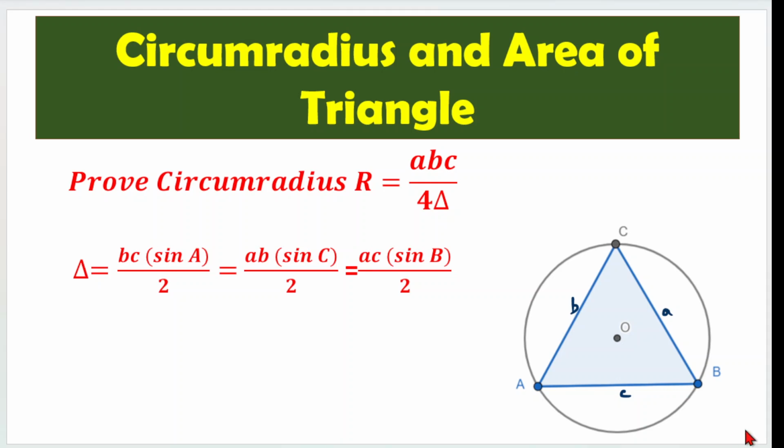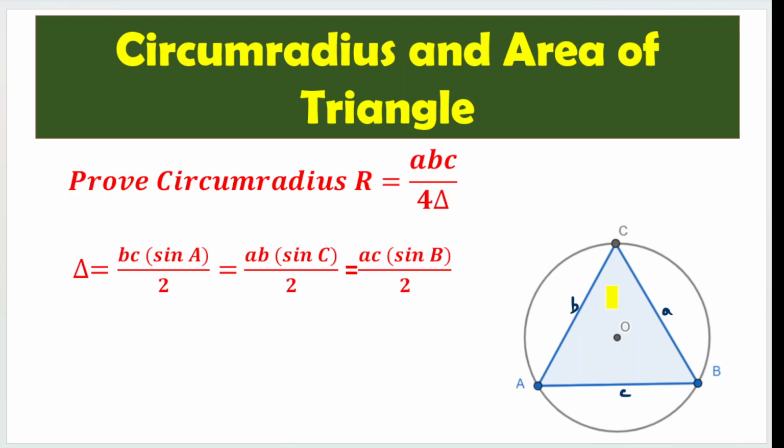Hi friends, let us prove two important results. That is, in a circumcircle. A circumcircle is the circle that passes through the vertices of the triangle. Right, this is a circumcircle. The circumradius is obviously the radius of the circle.